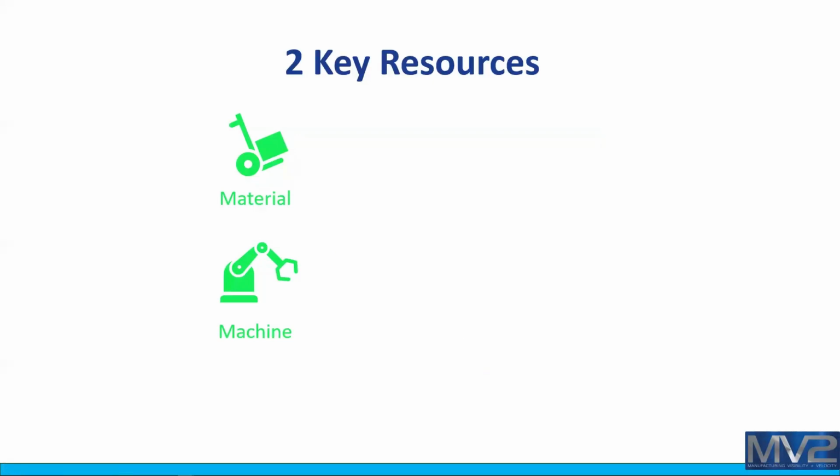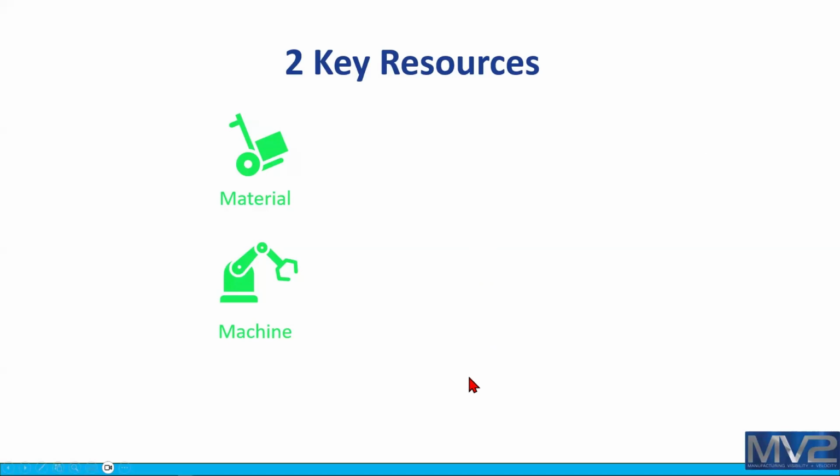So today we're going to focus shortly on two main key resources of any manufacturing company, right? Which is your material and your machines. There are obviously other resources like manpower or energy, things like that. But we're just focusing on two key things. The material is one, and then we're going to focus on machines.